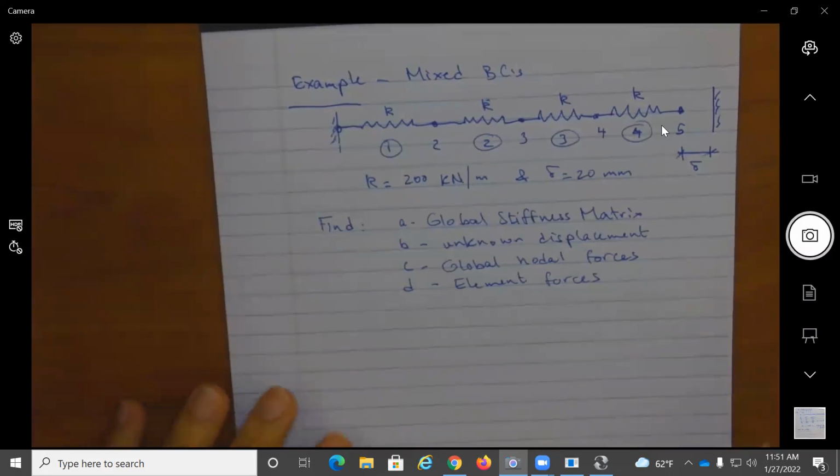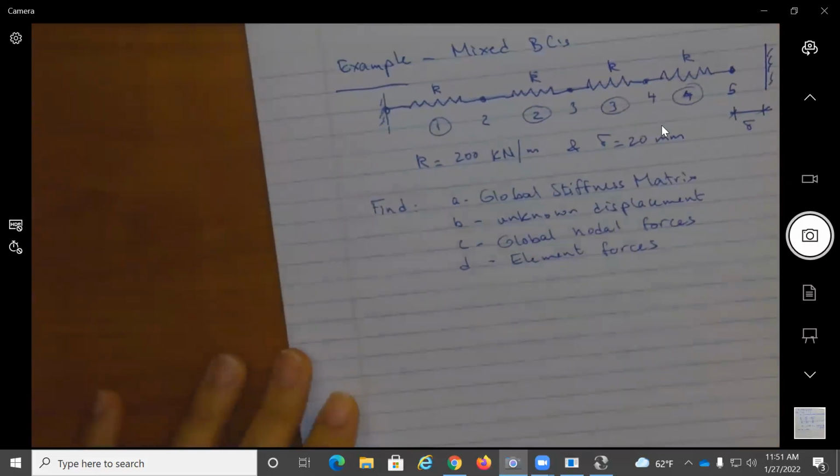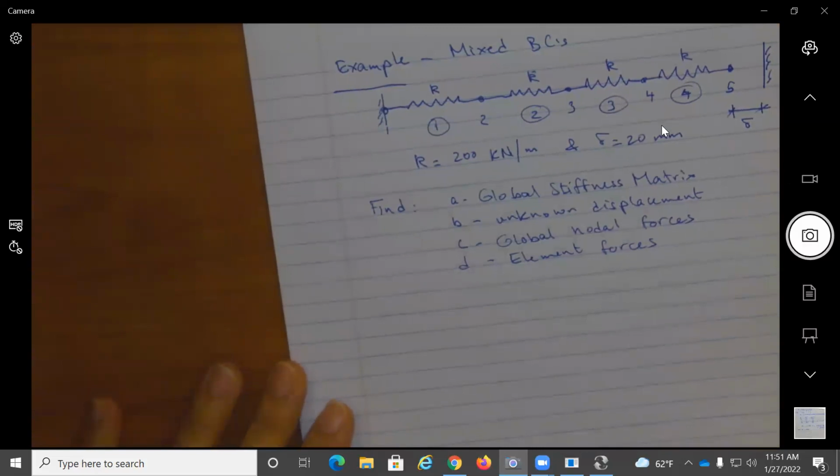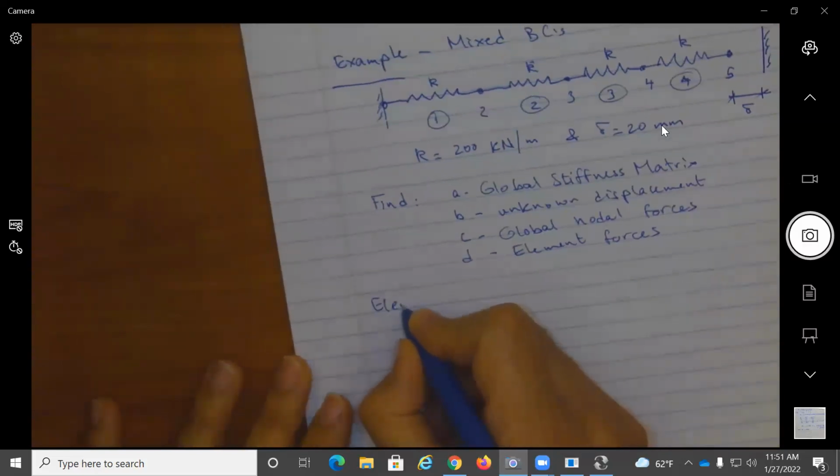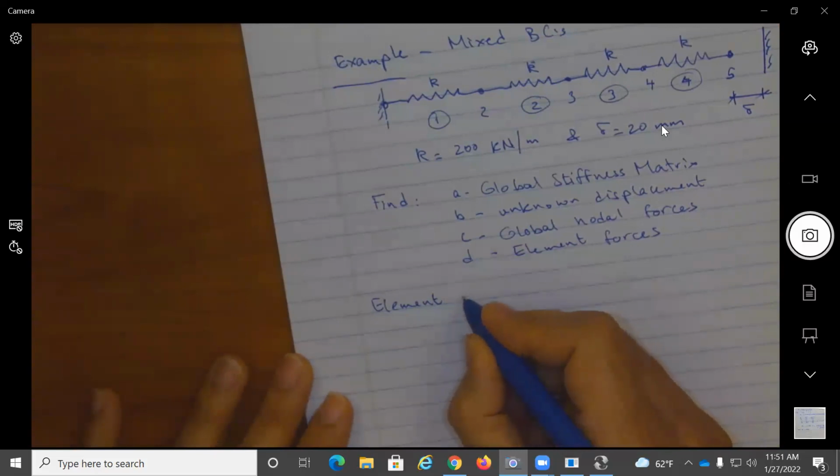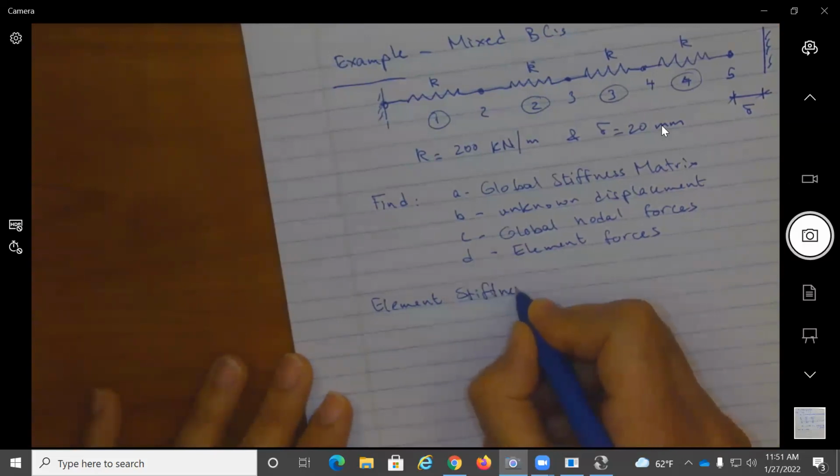Okay. And I will take the opportunity of this example to demonstrate how I apply what we learned to solve these problems longhand, right? So the first step I'm going to do is to write the element stiffness matrices for each of these elements, which is easy because they all have the same K. But I'm going to go through the sequence so you can follow the steps. So number one here, we're going to do the element stiffness matrices.